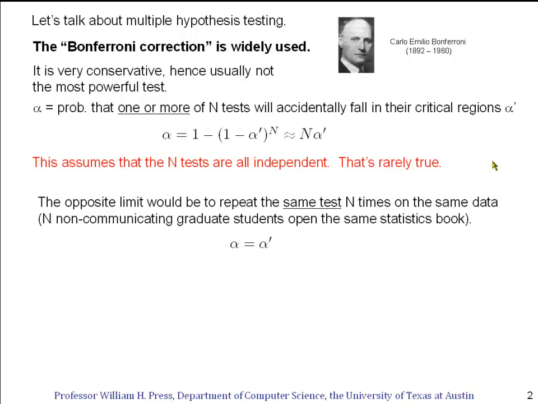They don't talk to each other. They each open the same statistics book and they try the same test. Well, in this case, you can see that alpha and alpha prime are the same. A test doesn't become less significant if we repeat the same test multiple times as our multiple hypotheses.